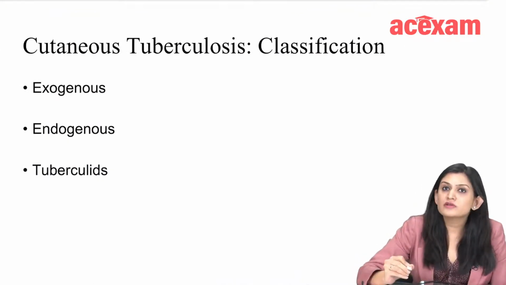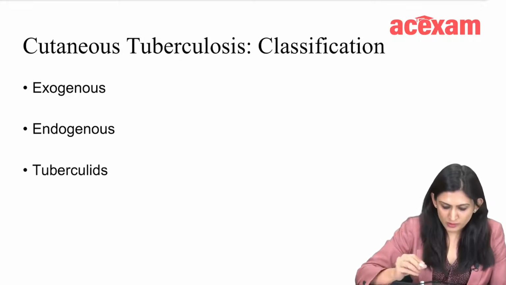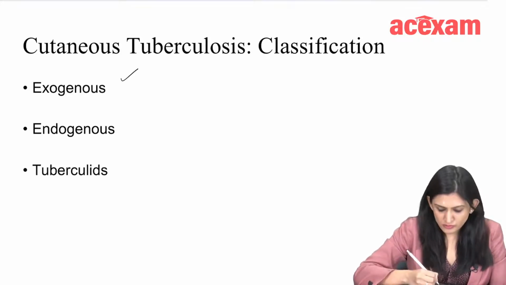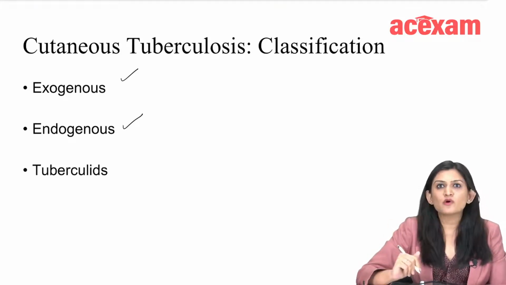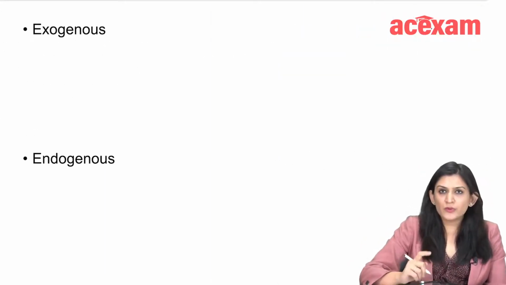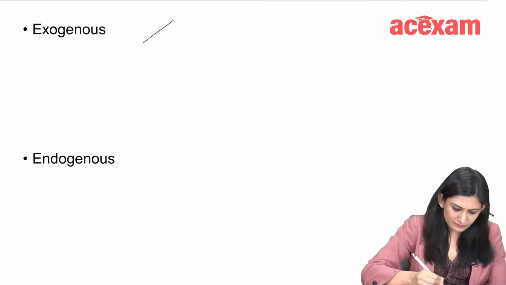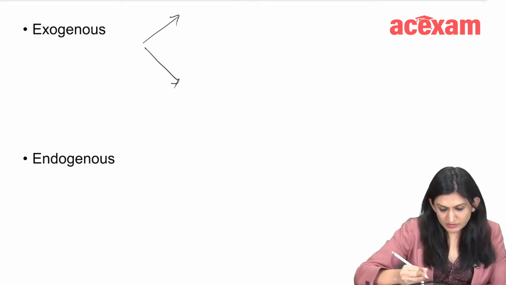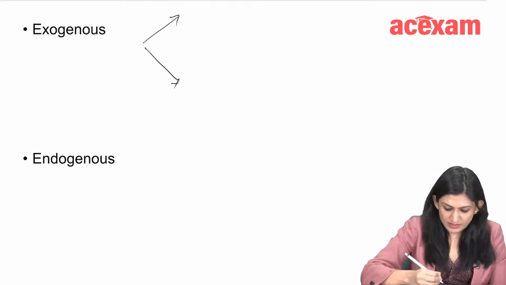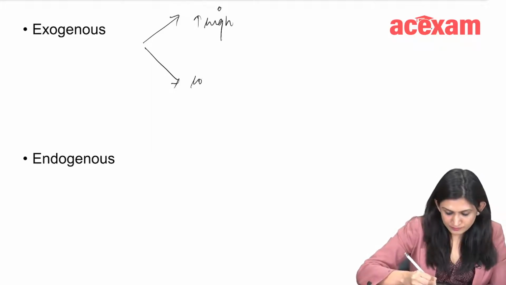So cutaneous tuberculosis is classified on the basis of where the bacteria is coming from. Either it's coming from an exogenous source or an endogenous source. And we'll also be discussing tuberculids. If the bacteria is coming from an exogenous source, then we divide the cutaneous classification on the basis of whether the host immunity is high or low.